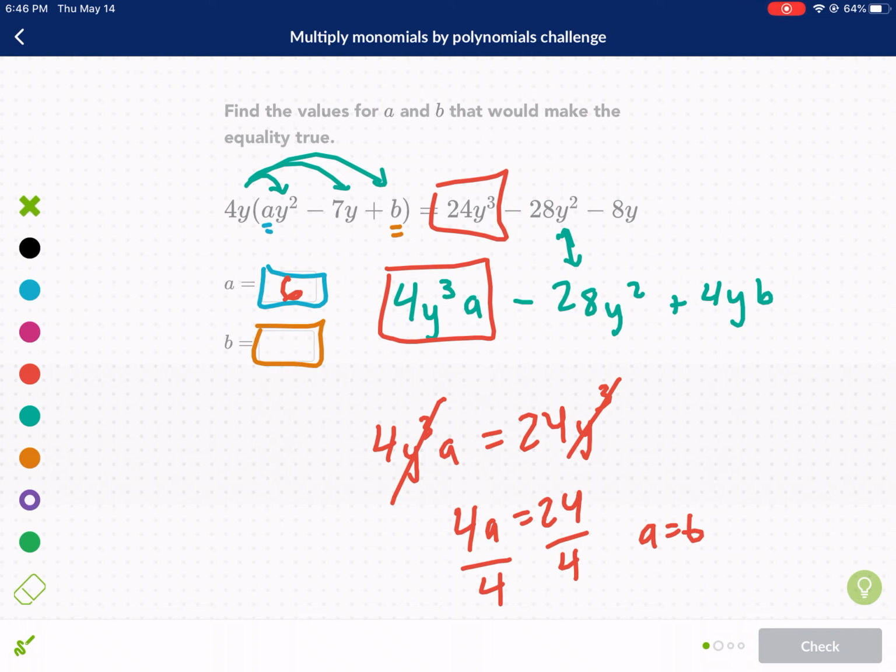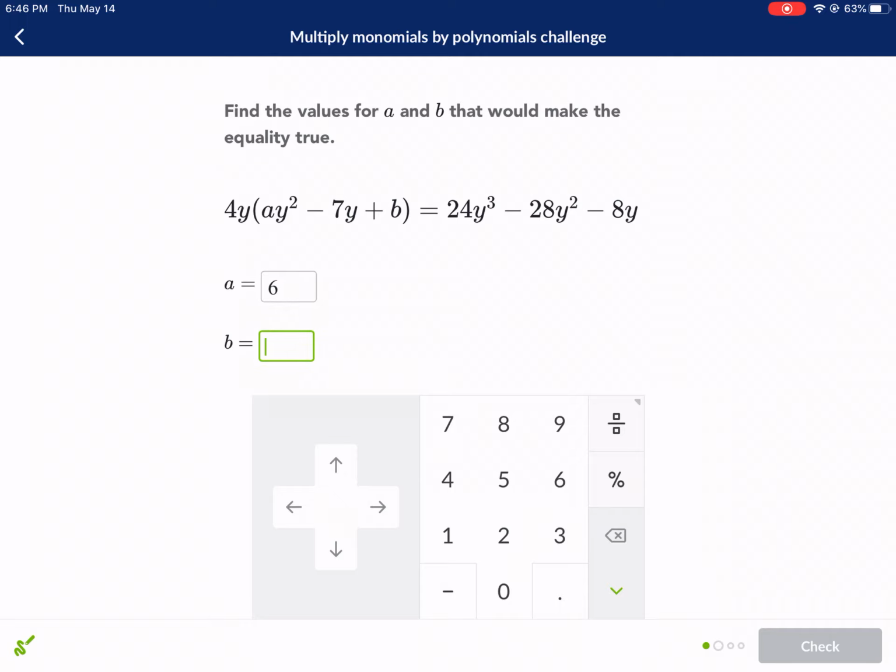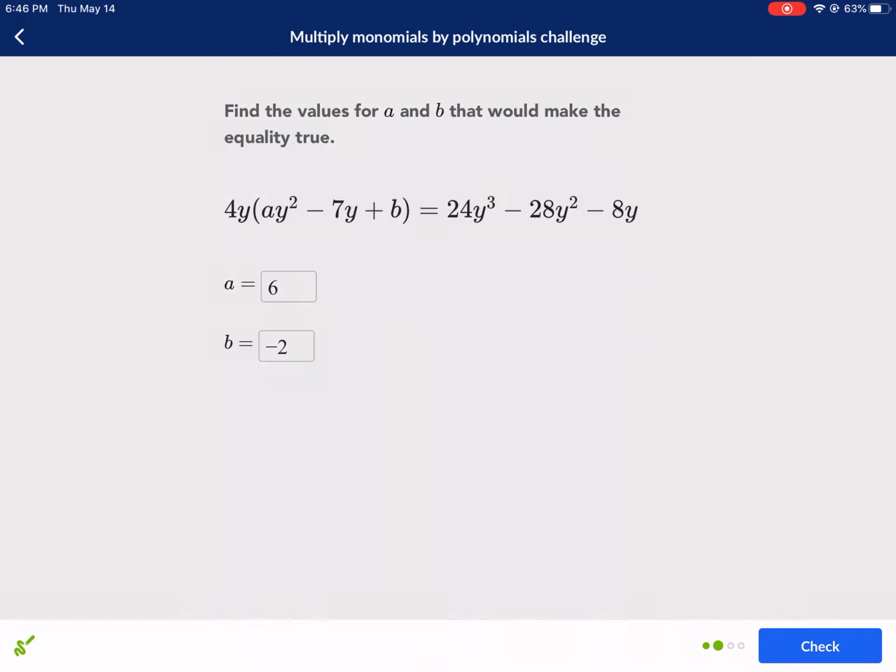Now we're going to look at 4yb and this one, because these are the last two that don't match, and the y's have the same exponent. They have a first power. Now, we want 4yb equal to negative 8y. Well, we can cross off the y's since we're not worried about that. We're only worried about the b. So we have negative 8. We're going to divide both sides by 4. We get b equals negative 2. So b equals negative 2 and a equals 6. A equals 6, b equals negative 2. Ready to rock and roll.